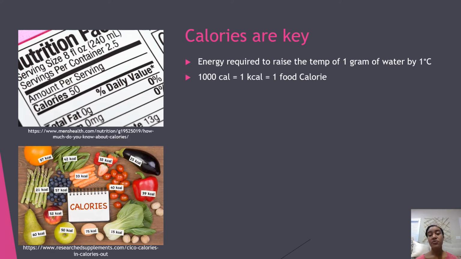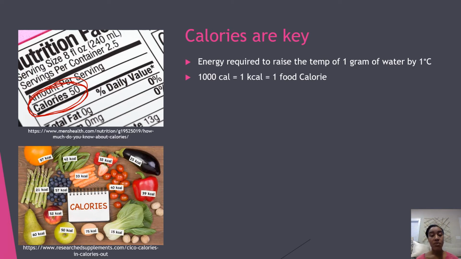So when we're looking at food calories, you see a label like this that says your snack or whatever has a certain amount of calories, in this case 50 calories. That's 50 food calories. But 50 food calories is actually 50 kilocalories, which is equivalent to 50,000 calories. So whenever you see those labels on the back of your food, multiply whatever number you see by 1,000. That's how many actual calories you're consuming.